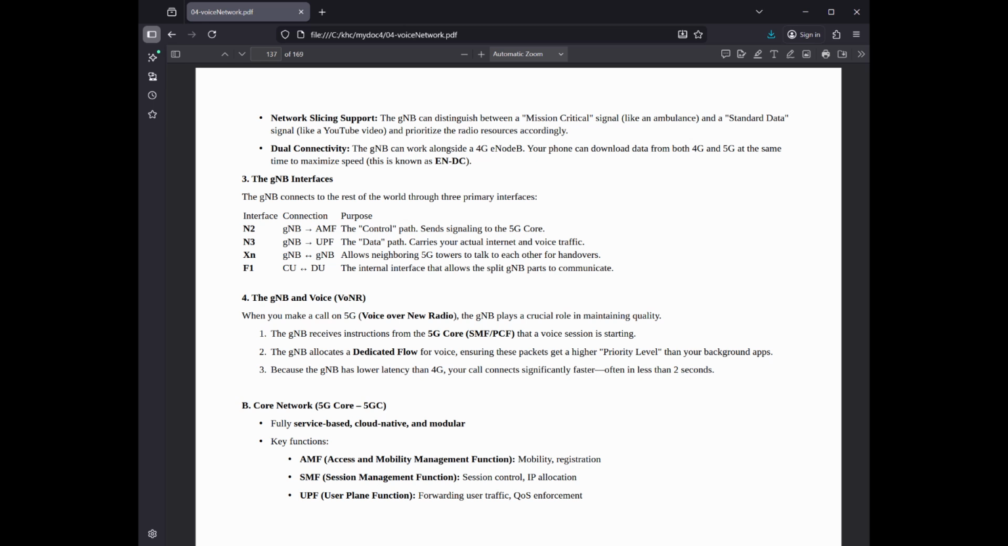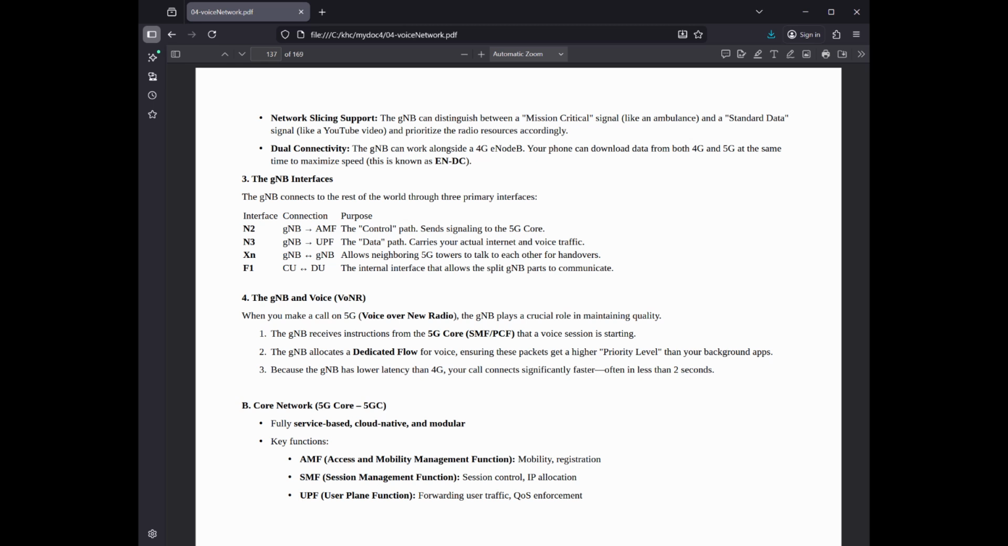4. The gNB and voice, VoNR. When you make a call on 5G, voice over new radio, the gNB plays a crucial role in maintaining quality. 1. The gNB receives instructions from the 5G core, SMF/PCF, that a voice session is starting. 2. The gNB allocates a dedicated flow for voice, ensuring these packets get a higher priority level than your background apps. 3. Because the gNB has lower latency than 4G, your call connects significantly faster, often in less than 2 seconds.